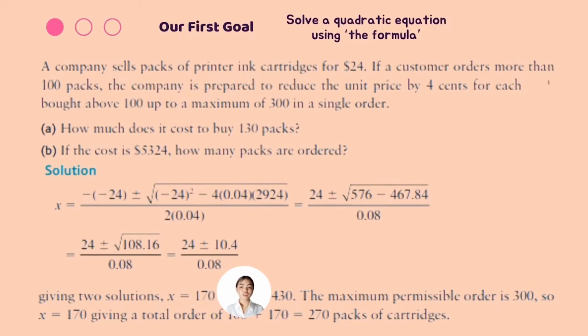So given the two solutions where x is equal to 170 and x is equal to 430, the maximum permissible order is 300. So x is equal to 170, giving a total order of 100 plus 170, which is equal to 270 packs of cartridges. So 270 packs of cartridges are ordered if the cost is $5,324.